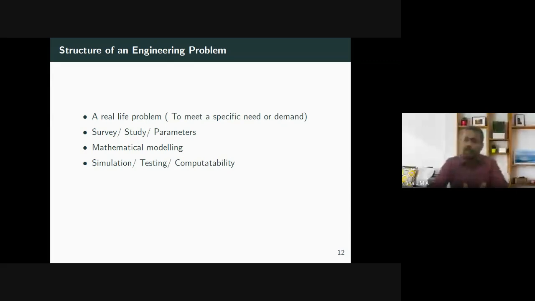But as mathematics students, what we learn is not about a real life problem, because in a typical math class we don't teach that. We don't have to worry about the survey, study, parameters, nothing. We don't even usually mathematically model it. When you try to find a solution of a differential equation, we are not bothered about where the differential equation comes from. A beautiful differential equation is given to you, and you try to solve it.